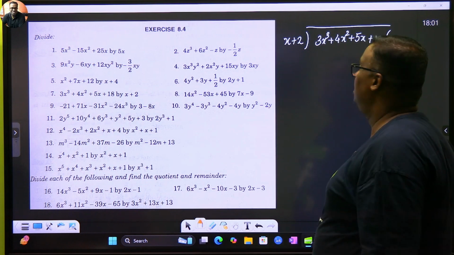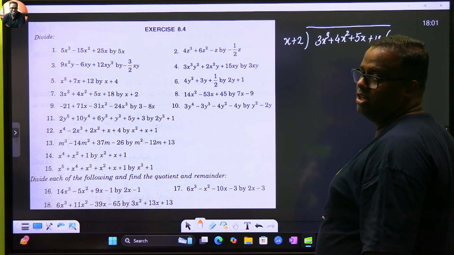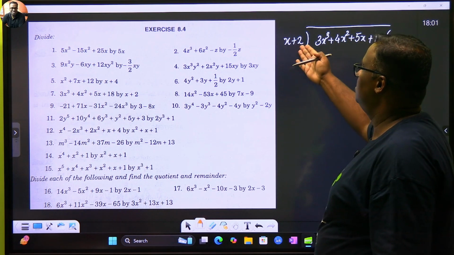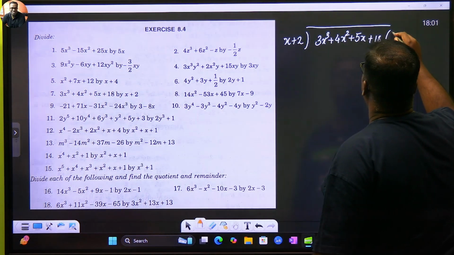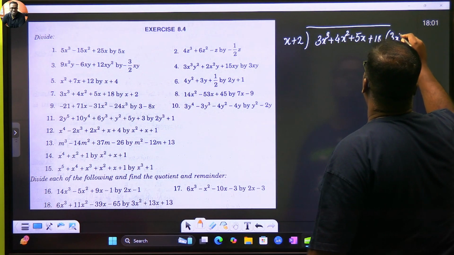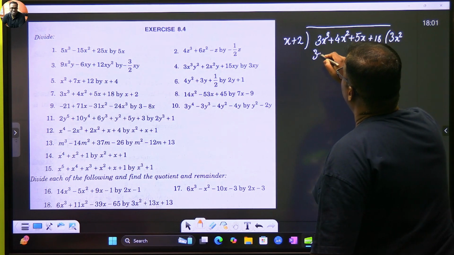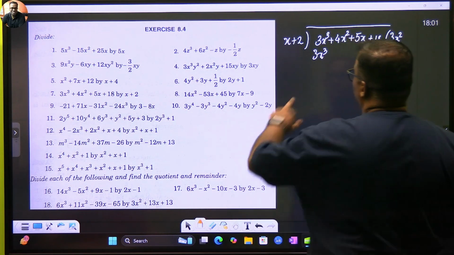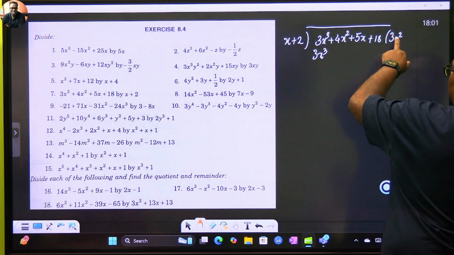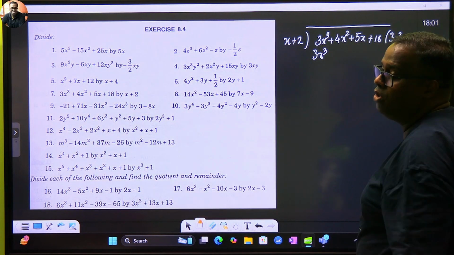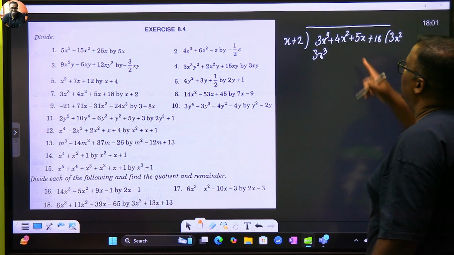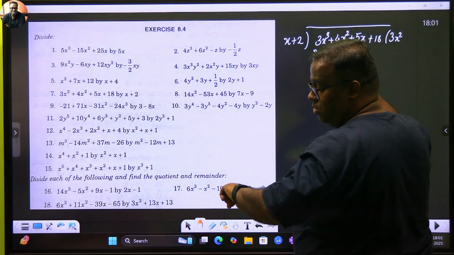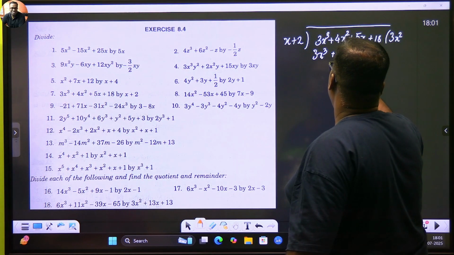Is the dividend, a binomial, in decreasing order? Yes. The divisor is also in decreasing order, right? So we just need to match it. We take 3 and an x square, so how much do I get? 3x cube. Now this 2 has no other option but to multiply with this 3. It will give you how much? 6x square. Just put the square term below the square term.